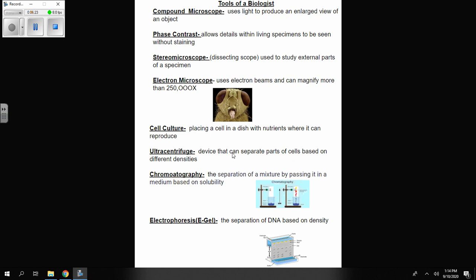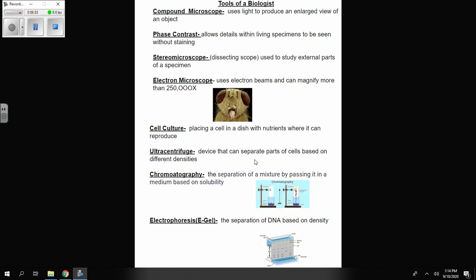An ultracentrifuge, we have one of those. It's a device that can separate parts of the cells based on different densities. If you've ever had blood drawn, they pull your blood. You sometimes see the nurse or whoever does it put it right in a test tube. Sometimes you see them put it in a machine and it spins. It separates the parts of the blood based on density. It's referred to as a centrifuge or an ultracentrifuge.